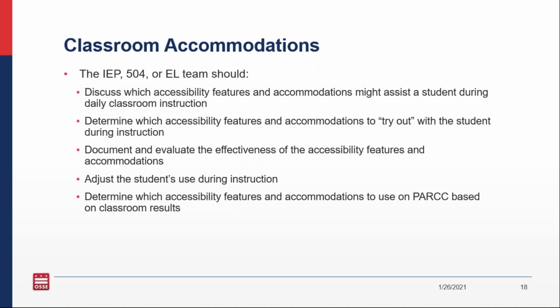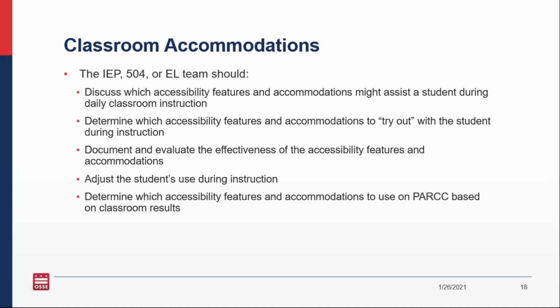When determining accommodations, the IEP team, 504 or EO team should discuss which accessibility features and accommodations might assist a student during daily instruction, determine which accessibility features and accommodations to try out with the student during instruction, document and evaluate the effectiveness of the accessibility features and accommodations, adjust the student's use during instruction, and determine which accessibility features and accommodations to use on PARCC based on classroom results.